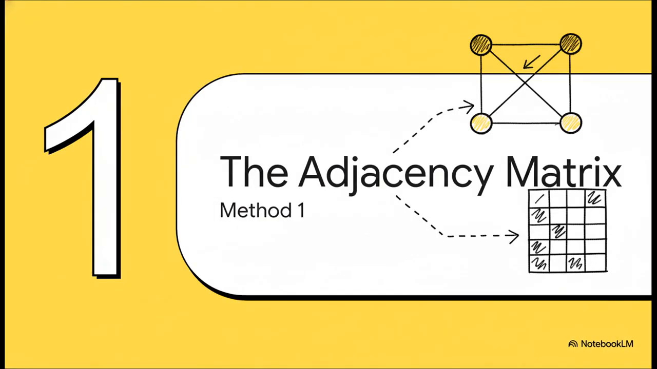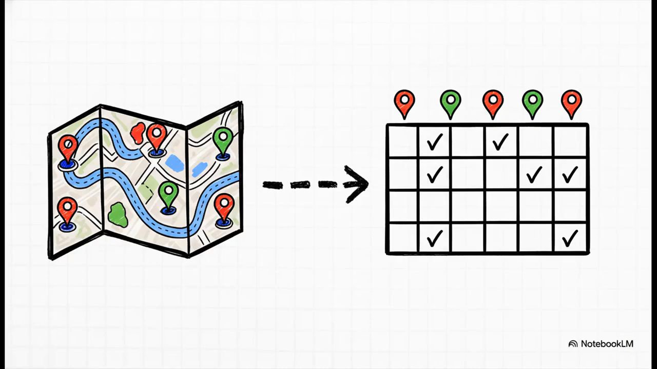Our first method for tackling this problem is probably the most straightforward one. It's called the adjacency matrix. So think of it like this. You know those mileage charts you used to see on old road maps? The ones that told you the distance between any 2 cities? It's basically that. It's a big grid that just answers a simple yes or no question for every single possible pair of nodes. Hey, are you 2 directly connected?